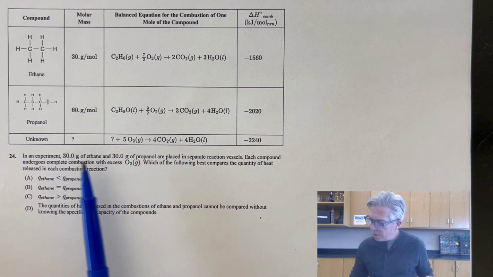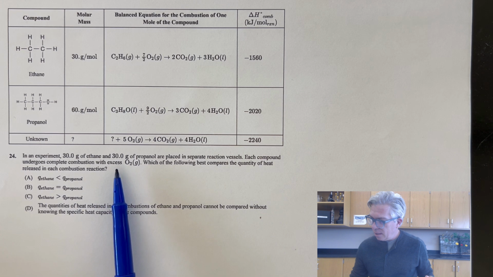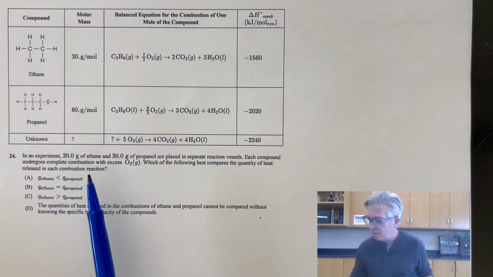In an experiment, 30 grams of ethane and 30 grams of propanol are placed in a separate container. Each compound undergoes complete combustion. Which best compares the quantity of heat released in each combustion?